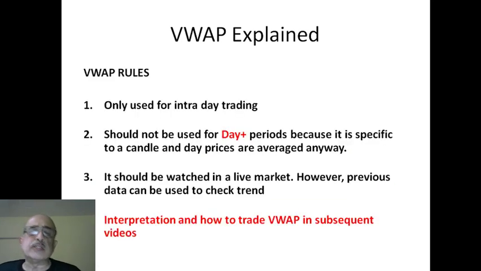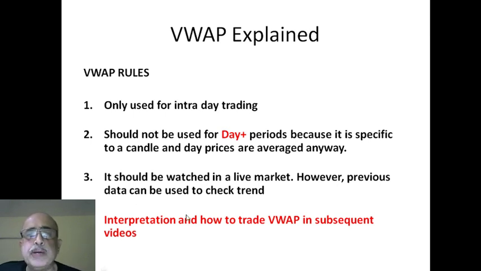Now, because it is candle specific, it should only be used for intraday trading, and it should be watched in a live market. However, the previous data can be used to check the trend, and I'll show you how you can catch the trend. It's a very interesting indicator. You can catch the trend, you can set the targets, you can set the entry points, and you can set even your exits, just using VWAP. I'm going to come to that a little bit later.